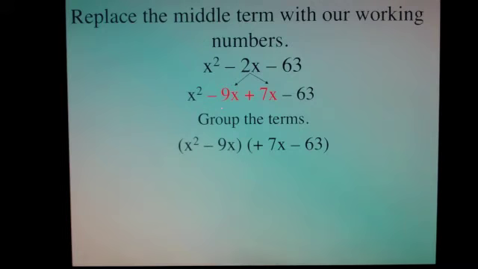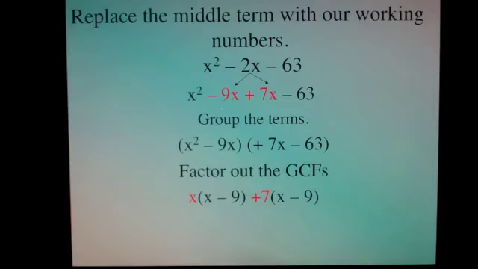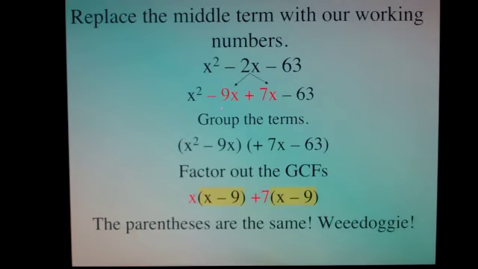Then we're going to group the terms. We're going to factor out our common GCFs. Okay, and now since the parentheses are the same, we can rearrange our grouping, and we get x plus 7 times x minus 9.